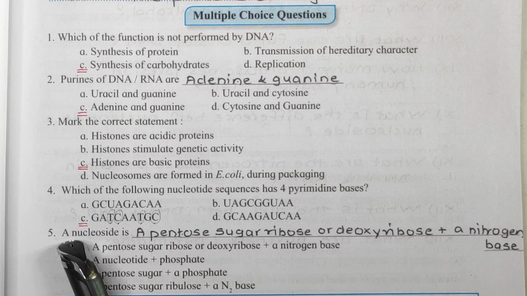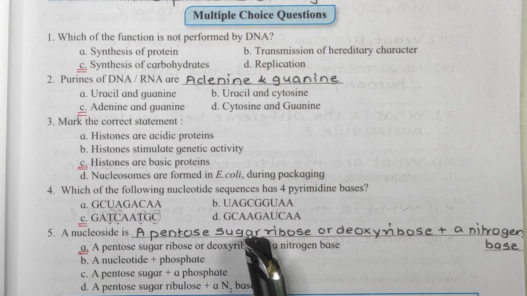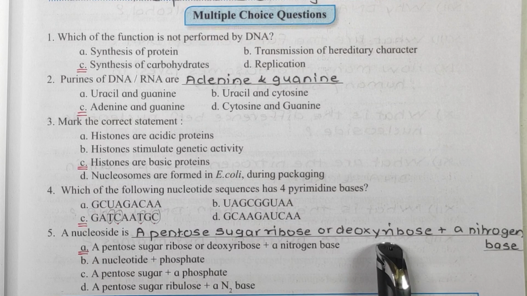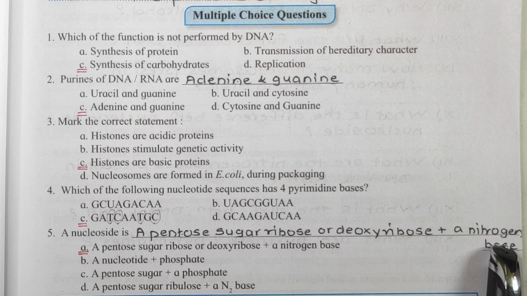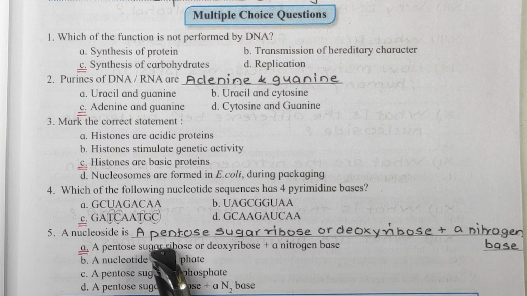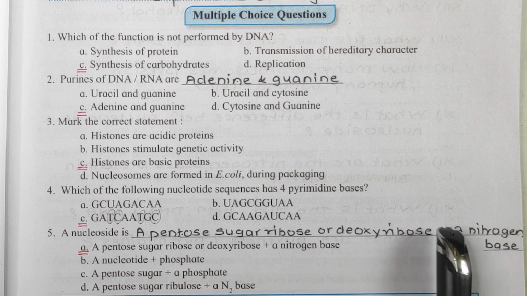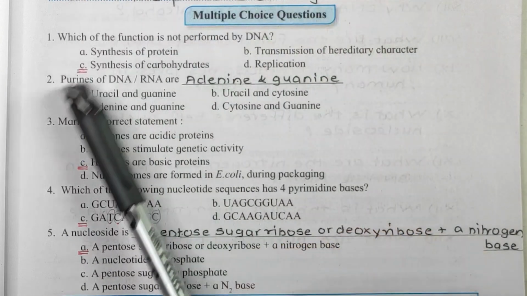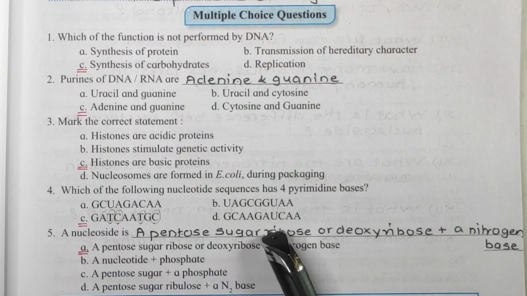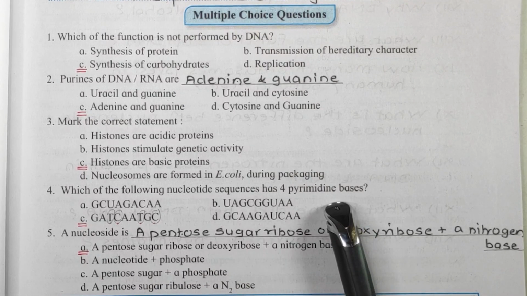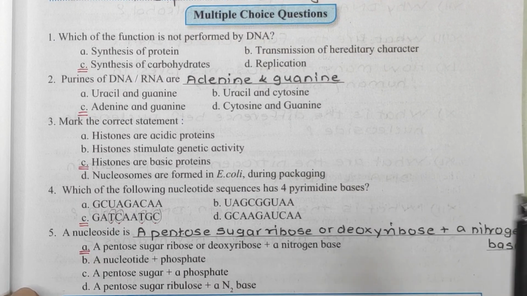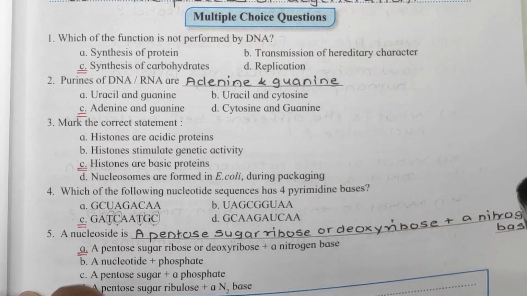Fifth one, a nucleoside is a pentose sugar, ribose or deoxyribose, plus a nitrogen base. So this is the correct answer. So this is about the MCQs of that particular practical. Okay, based on that also Viva questions may be asked. Now we'll see about the next Viva questions.